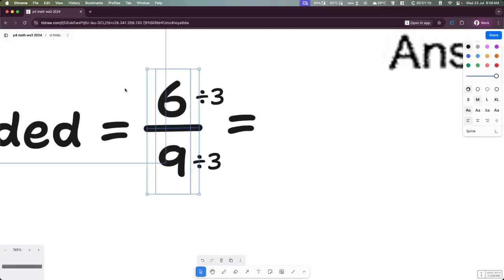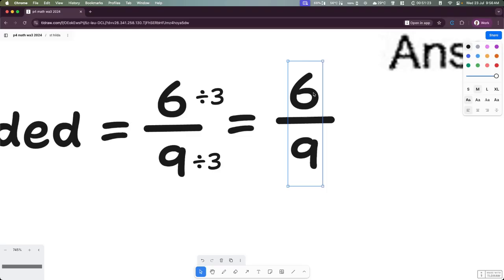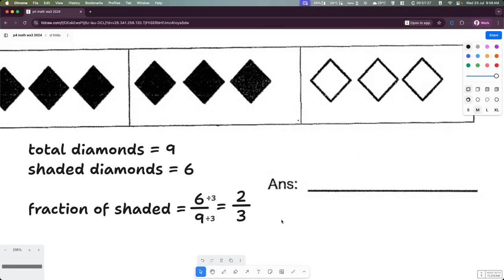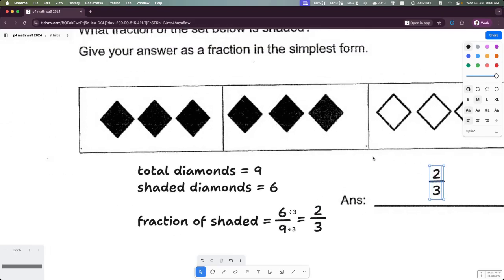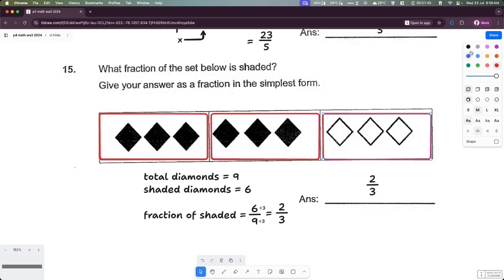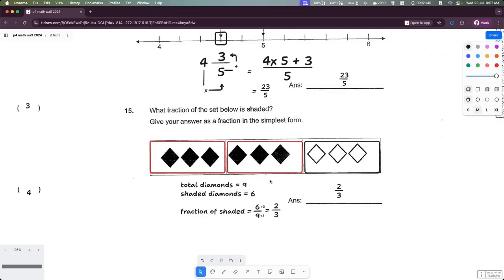In this case over here, you can simplify it to 6 divided by 3 is 2, 9 divided by 3 is 3. So that's the answer, 2 out of 3. Okay, what is the faster way to do this? The faster way is actually, since they box it up for you, it's pretty straightforward. The shaded ones are 1, 2, the non-shaded one is 3. So essentially it's 2 out of 3.